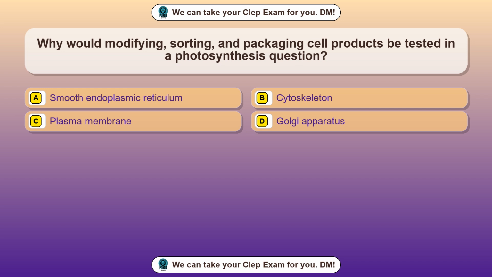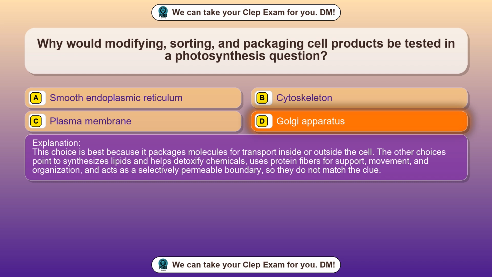Why would modifying, sorting, and packaging cell products be tested in a photosynthesis question? Option A, smooth endoplasmic reticulum. Option B, cytoskeleton. Option C, plasma membrane. Option D, Golgi apparatus. The correct answer is option D, Golgi apparatus. This choice is best because it packages molecules for transport inside or outside the cell. The other choices point to synthesizes lipids and helps detoxify chemicals, uses protein fibers for support, movement, and organization, and acts as a selectively permeable boundary, so they do not match the clue.